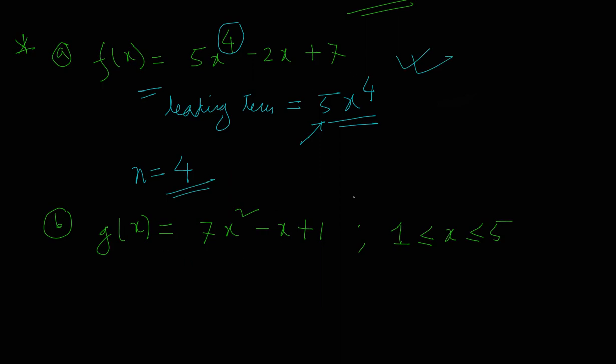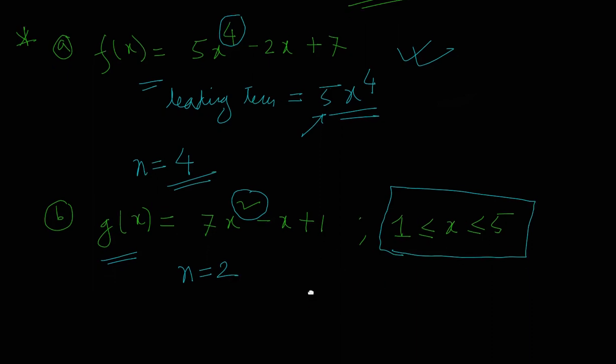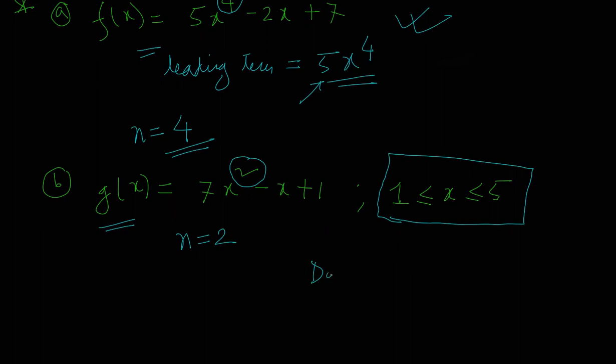Now let us look at function g(x). If you notice, this is a second degree polynomial because n equals 2, so I am not going to say this is not a polynomial function yet. But if you notice, my graph is extending from 1 to 5. So what is the domain of this particular function? The domain of this function is 1 to 5, and 5 is included, 1 is included.